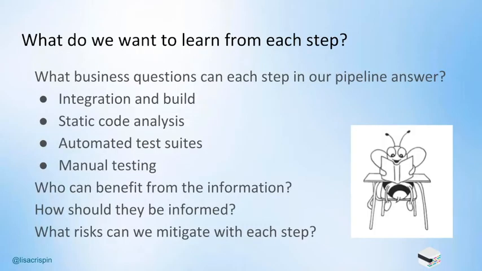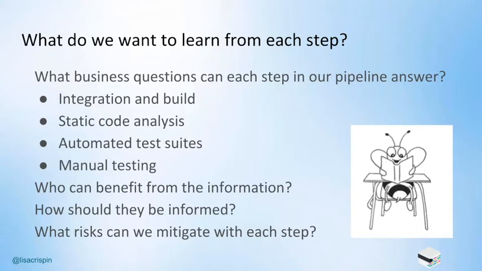And so we want to know what we want each step or stage in our pipeline to tell us. So if it's an automated test suite, or static code analysis, or manual testing like exploratory, accessibility testing, security testing, integration. Can we merge all our code changes that different people on the team are working on? Are we building our artifacts correctly? Are they installable? These are all business questions that we would like to get answers to from our pipeline.